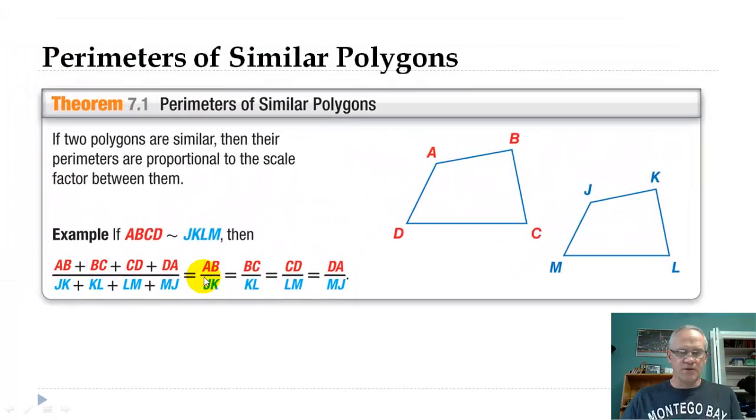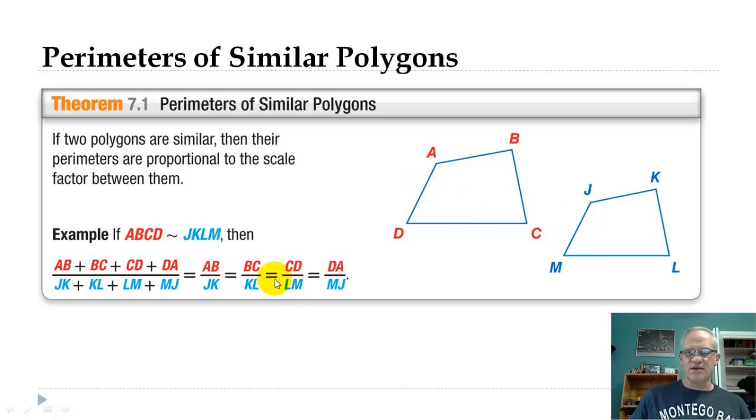All right, and then the last thing that we have to talk about are the perimeters. In this situation here, these two polygons are similar. We say, okay, well, angle A and angle J are congruent to each other, B and K, C and L, D and M. But their sides are also, every side combination is proportional, right? So AB over JK is the same as BC over KL, which is the same as CD over LM, and DA over MJ. So all their sides are proportional. They're all equal to each other, the ratio.